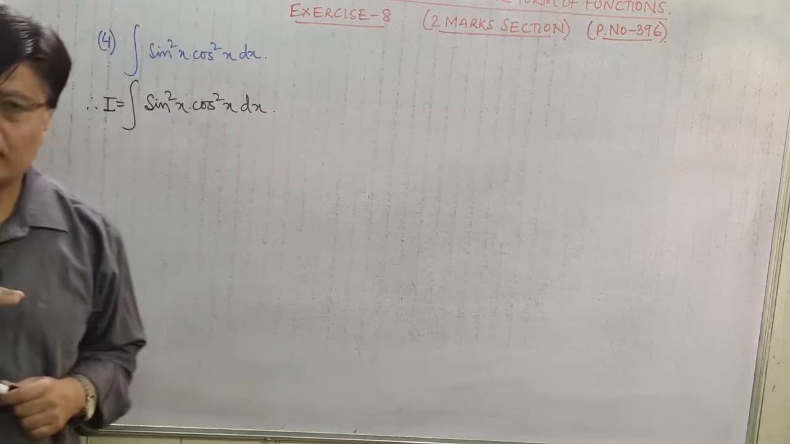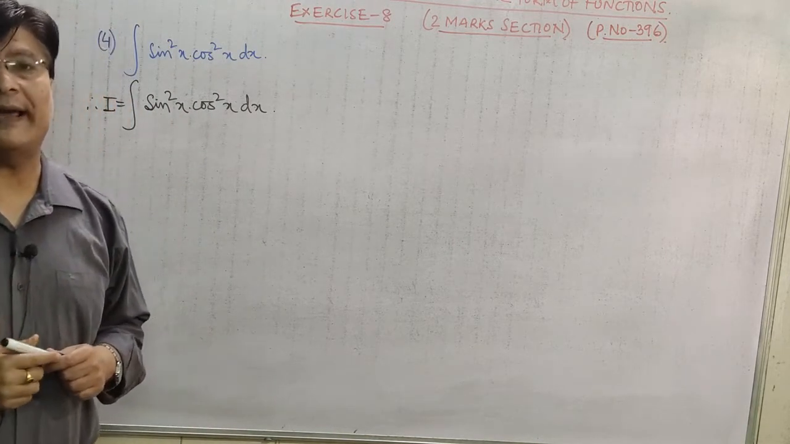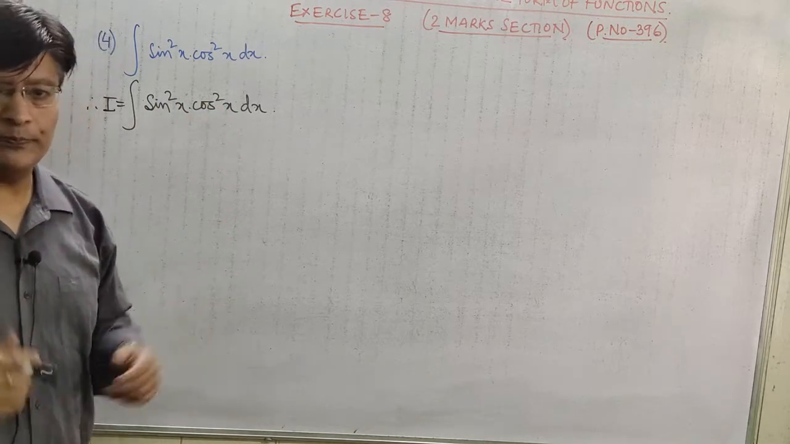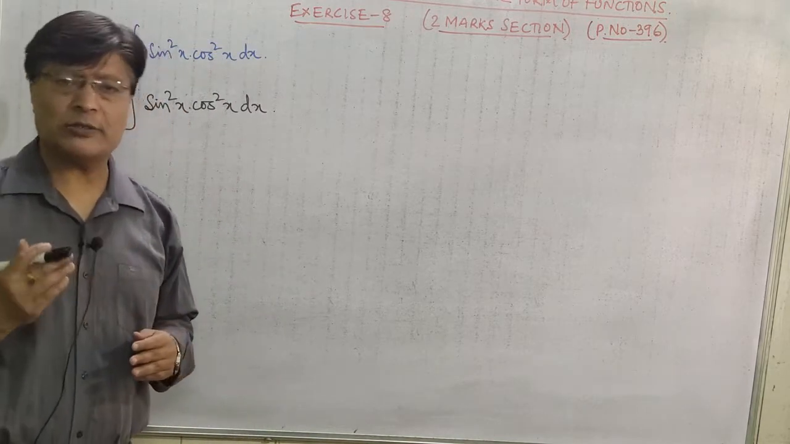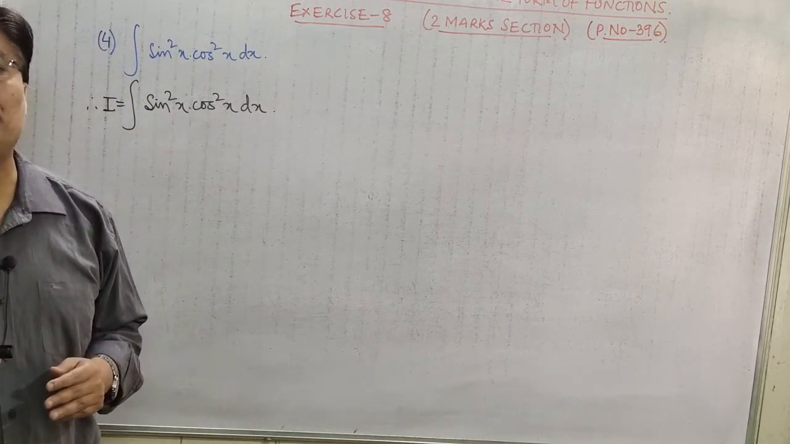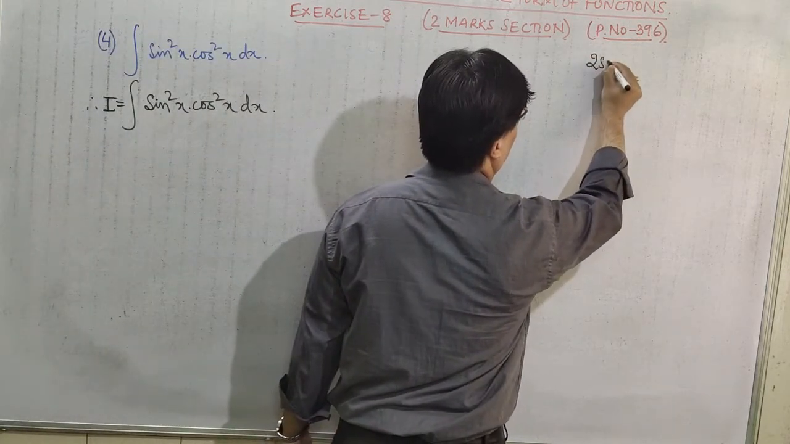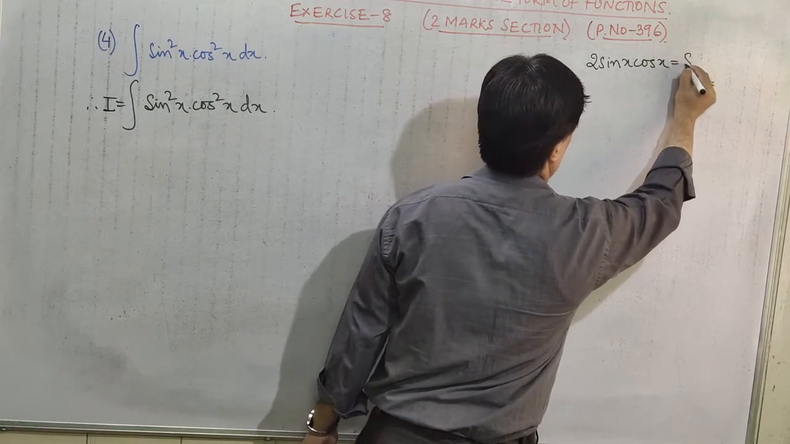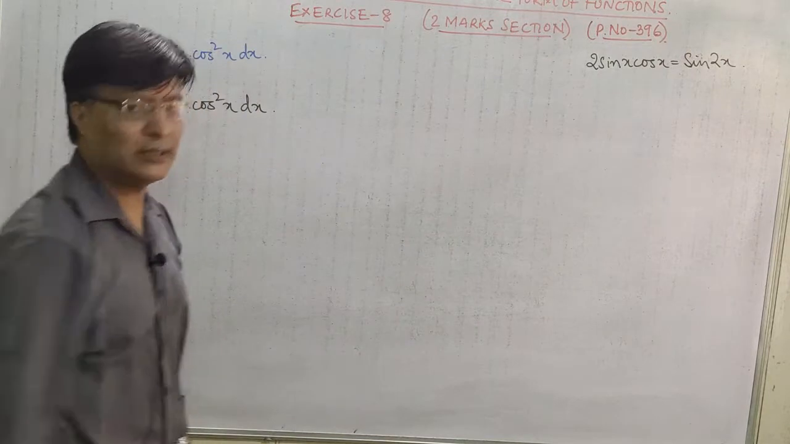If the powers of both sine x and cos x are even, then you should convert into multiple angles form. Okay, so both the powers are same, that is 2, 2, and these are also even powers. So if both the powers are even powers, you have to convert into multiple angles form. You know this formula, isn't it? That is 2 sine x cos x is equal to sine 2x. You know this formula, isn't it?